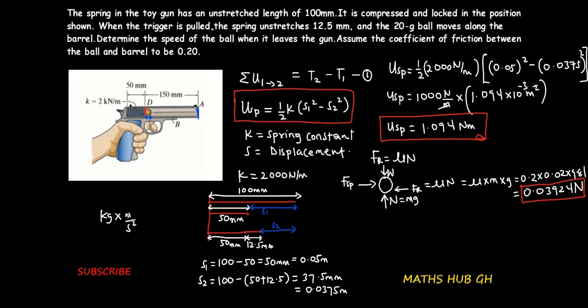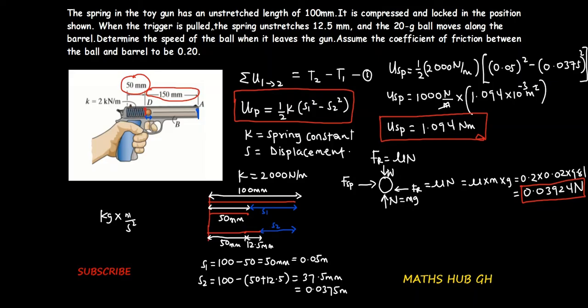So frictional force is going to act so far as the ball moves through the barrel. Looking at the length of the barrel, which is 200 millimeters, the ball was initially placed at 50 millimeters. So this is the actual distance left for the ball to travel before leaving the barrel. As soon as the ball is released, it will travel a distance of 150 millimeters.